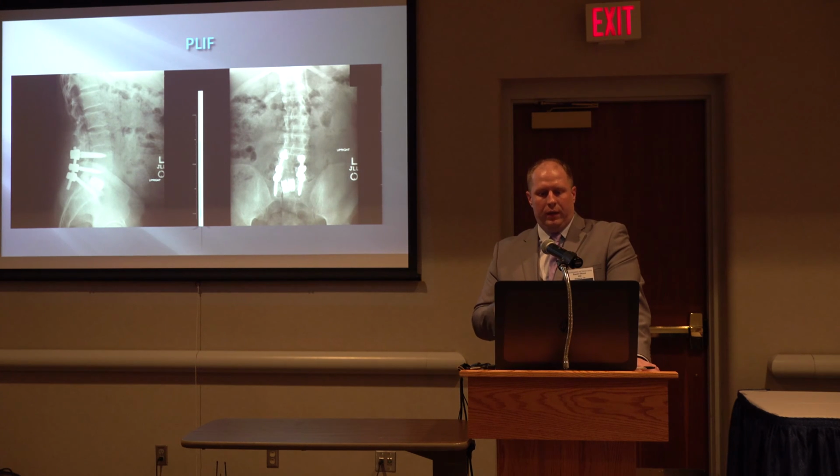This is a PLIF because you're going through the midline structures. You're using two cages. They're a little bit smaller. You don't get quite as much lordosis. You might do that in situations where it's just really tight or you can't access the L5-S1 disc space because of prior surgery, which is what we happen to do here.